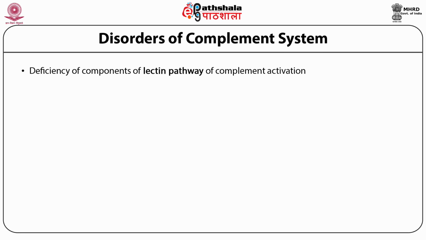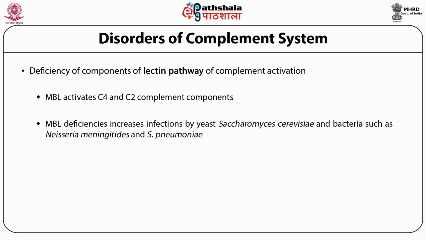The defect in the lectin pathway also leads to increased incidence of infection. MBL, that is mannose binding lectin, is an important collectin protein responsible for activation of C4 and C2 complement components. MBL deficiencies hence increase the susceptibility to infection with the yeast Saccharomyces cerevisiae and bacteria such as Neisseria meningitidis and Streptococcus pneumoniae. MBL deficiency has actually been found to be both X-linked or autosomal recessive.